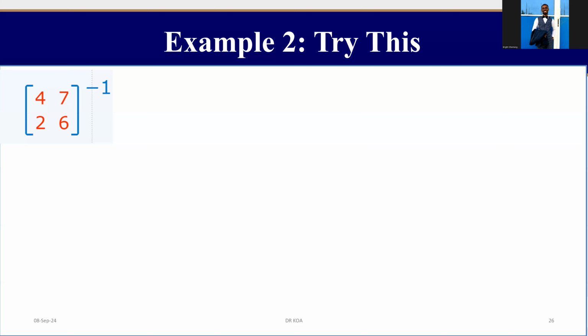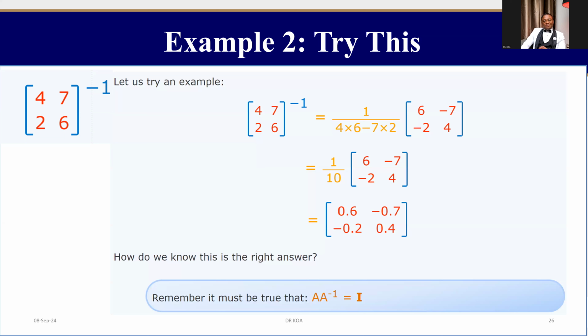Right. All right, so Doc, so it will be 6 over 10, negative 7 over 10. That's the first row. Then the second row will be negative 2 over 10 and 4 over 10. Excellent. Super. In terms of decimals, it will be point what, point what, point what? So it will be 0.6, negative 0.7. That's the first row. Then negative 0.2 and 0.4 on the second row. Guys, it's correct. That's what you have here. You know when the person is right and then you put it there, it becomes sweet.